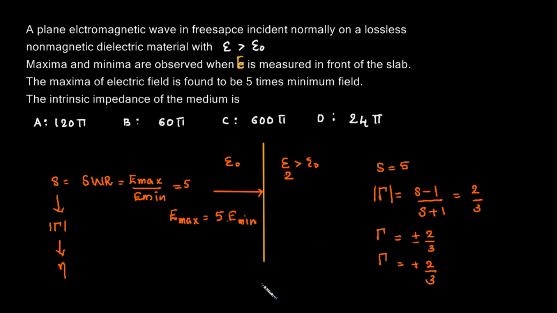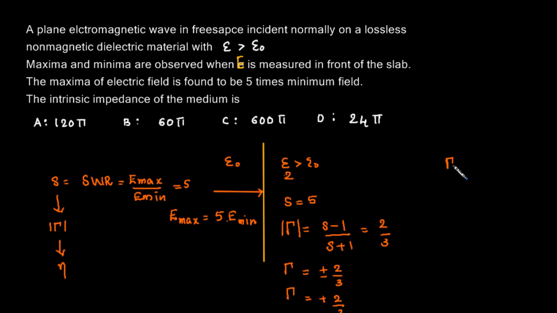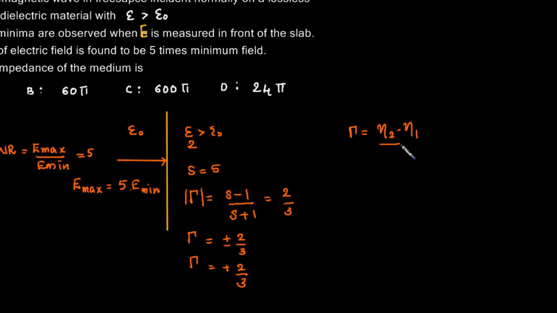Now we need to find out the intrinsic impedance. We know the expression for reflection coefficient. So the expression for reflection coefficient is, for a normal incidence, eta 2 minus eta 1, that is the difference of intrinsic impedances of the medium by their sum. So this we know as 2 by 3 equal to, we know the value of eta 1, where eta 1 is the intrinsic impedance of free space, which is 120 pi. Now from this we can find out what is the value of eta 2.